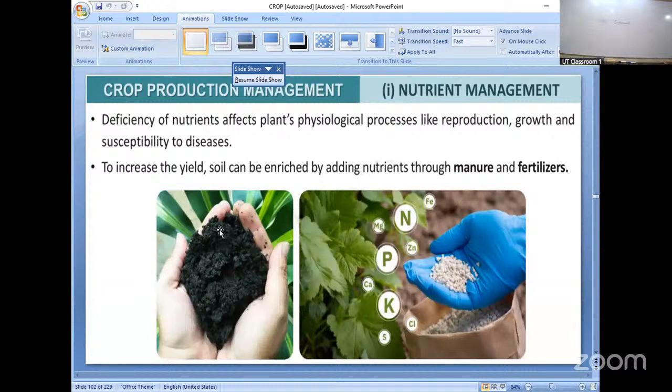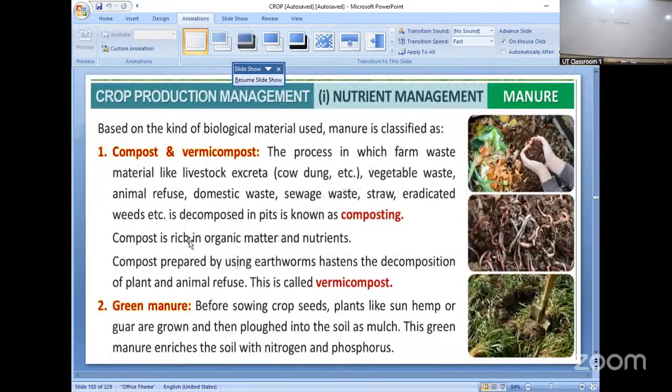And for a higher increase in the yield, manures and fertilizers are used. Fertilizers are chemicals, so one should minimize the use of pesticides. Manure should be used. Okay. Apart from that, compost and vermicompost.